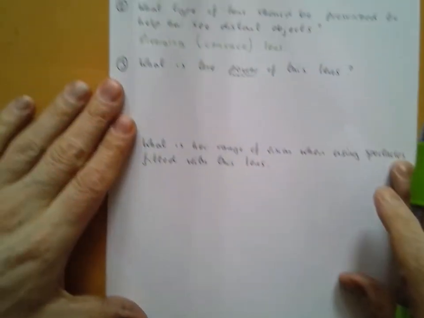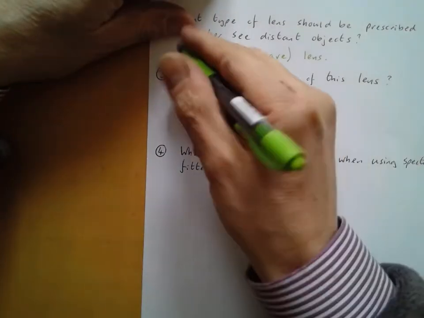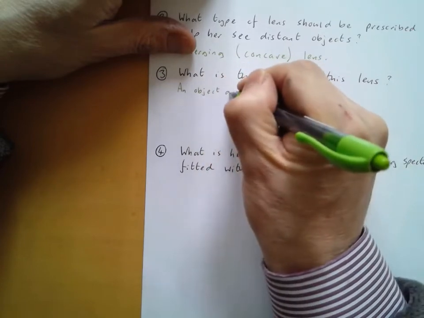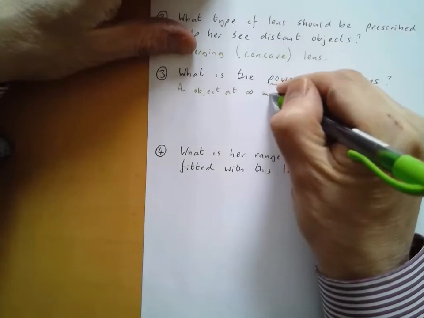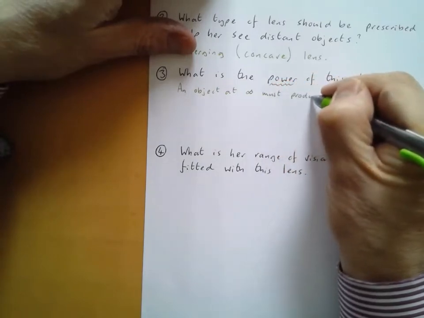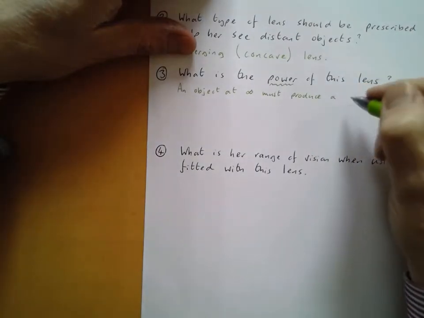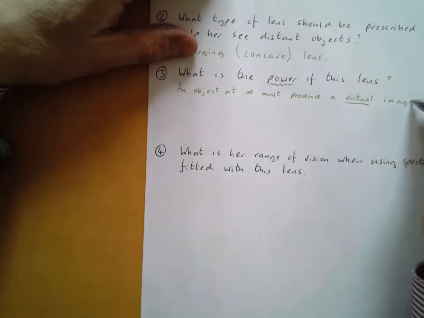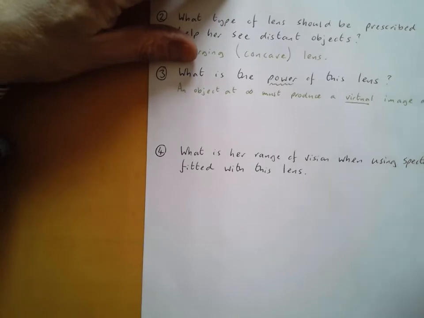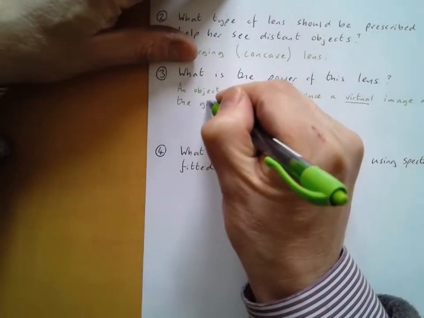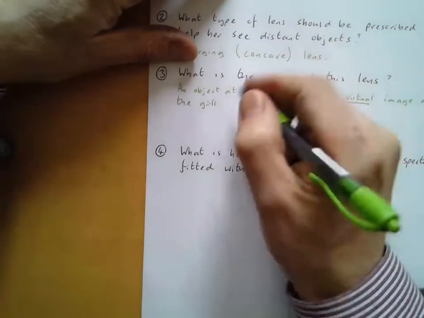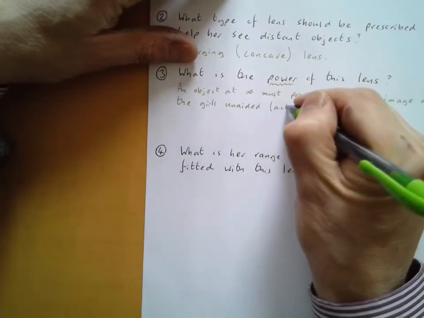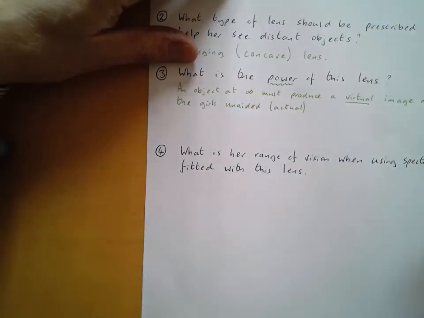Okay, so what is the power of the lens? We can say that an object at infinity must produce a virtual image at the girl's unaided, that's what I'm calling her actual, far point.